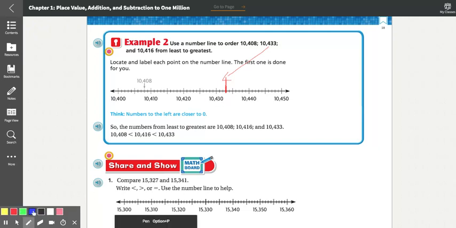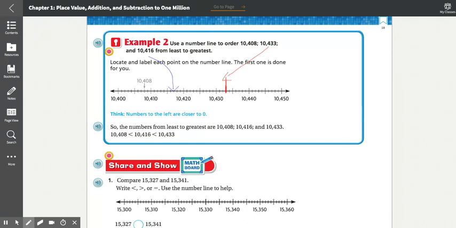The last number we're going to work with is 10,416. So 10,416 is between 10,410 and 10,420. This large line here is the midpoint. That's 10,415. So 10,416 is about here. You can write this number above like this.